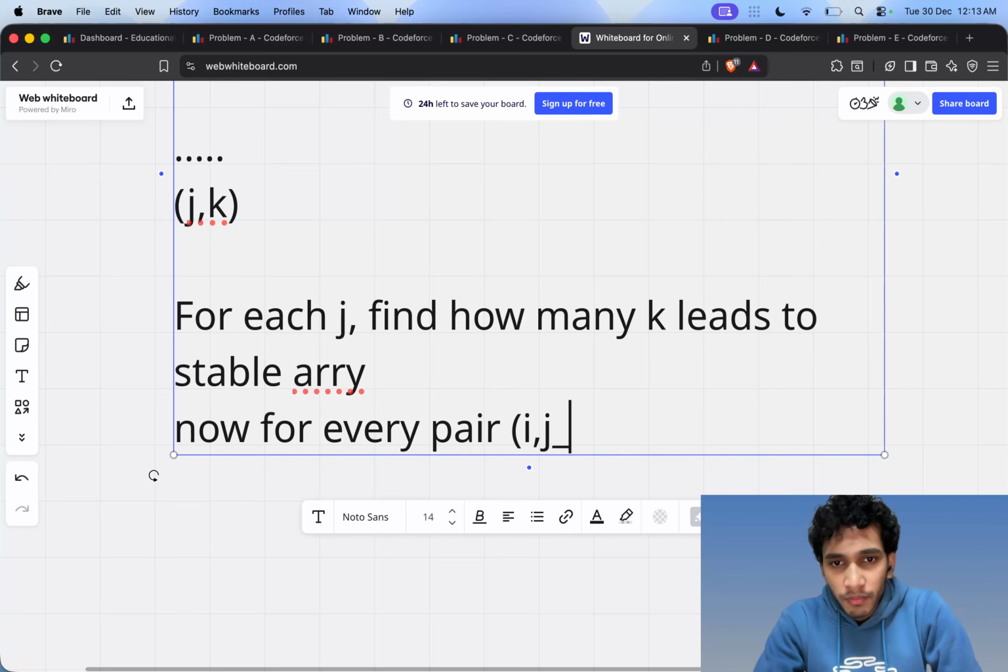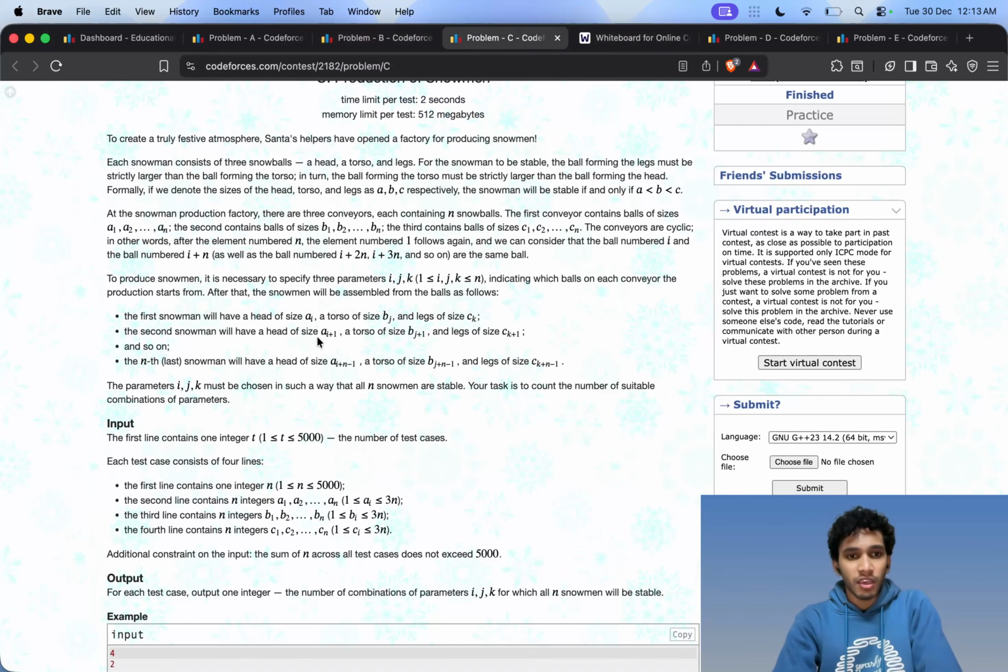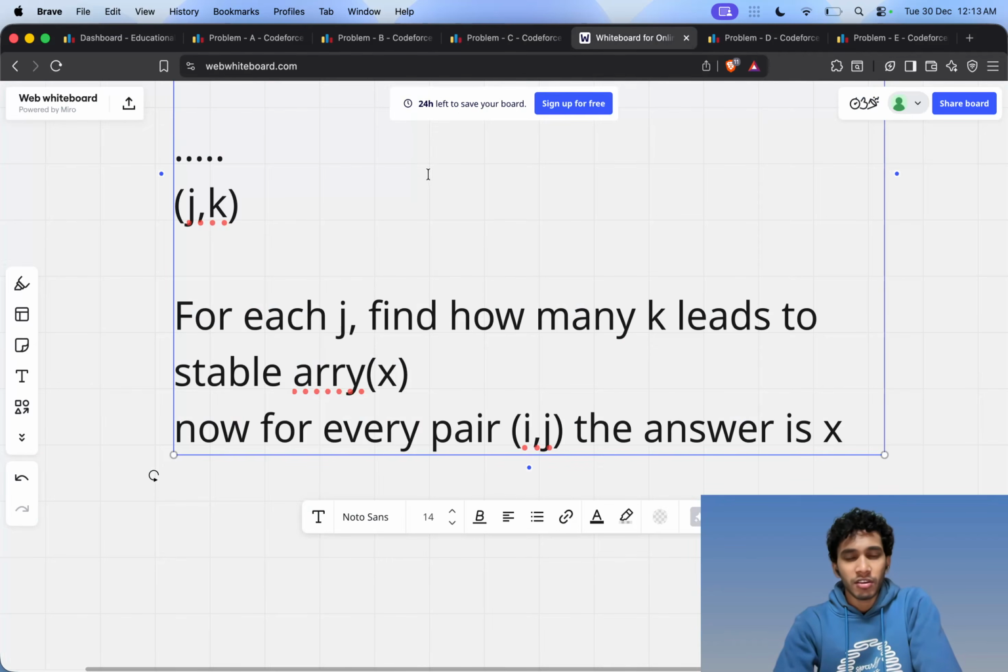Now for every pair i, j, the answer is, let's say this is x. Then the answer is x, and we can see that the value of n is 5000. So n square is very much computable. All right. So for every pair, we can find the answer if we already have calculated the answer for each j.